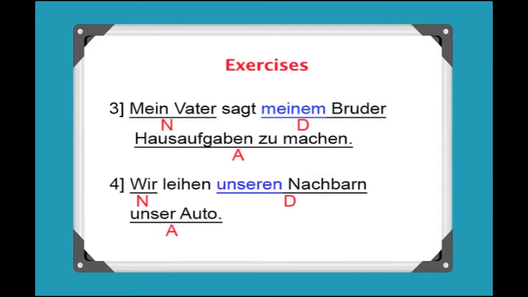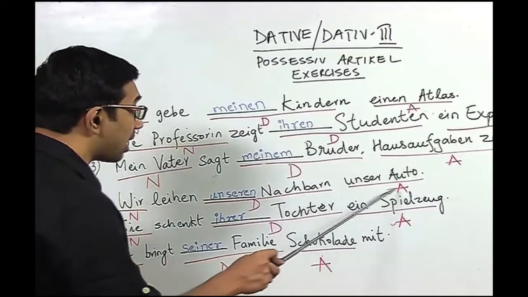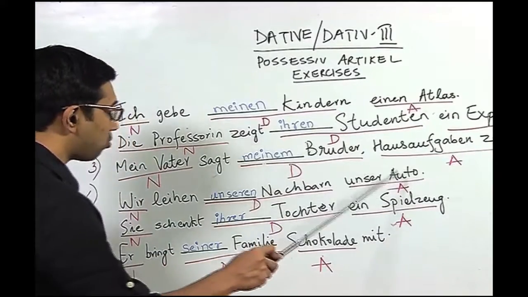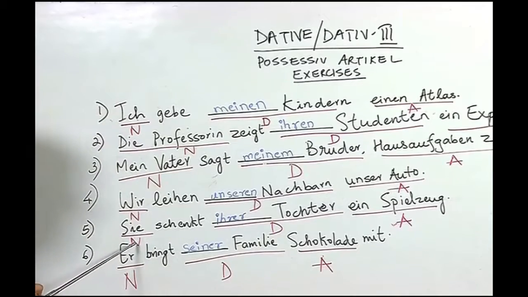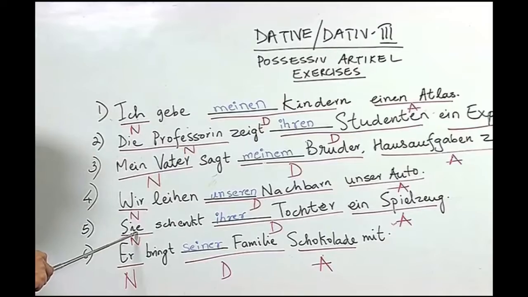In sentence number 4, the student correctly understood that from the pronoun wir, the possessive article needs to be written, which she wrote, and the other student correctly marked the nominative, which is wir here, the dative, which is Nachbarn, and the accusative, which is unser Auto.